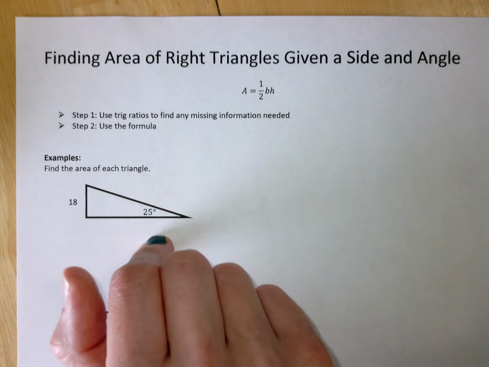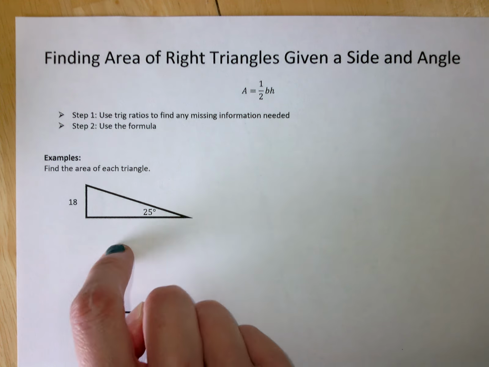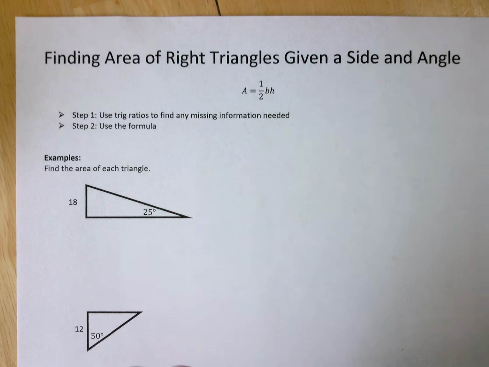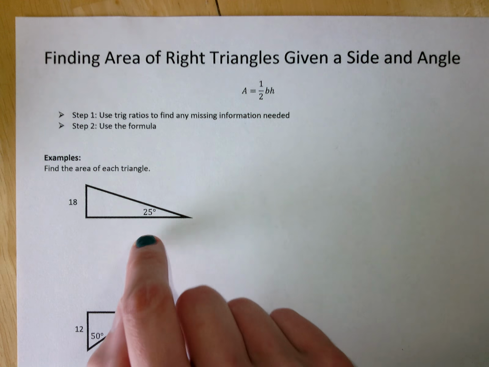So, if you have the two sides, or even if you had any two sides, you could figure out all three using the Pythagorean theorem, right? So, as long as you have two sides, you can find the area without too much trouble. But what do you do when you have an angle?